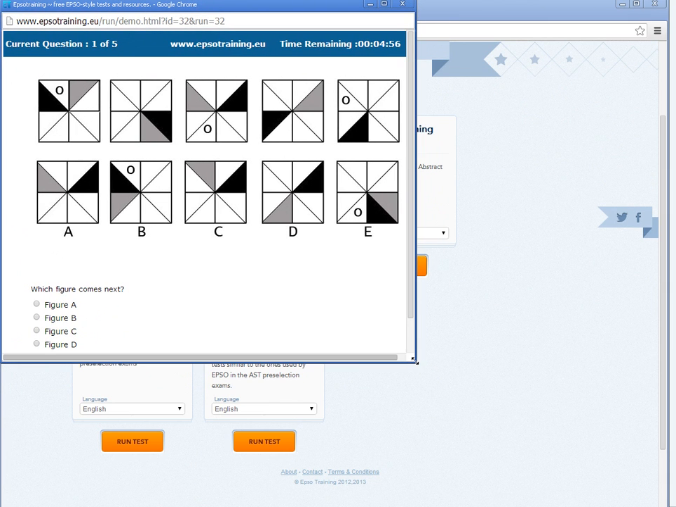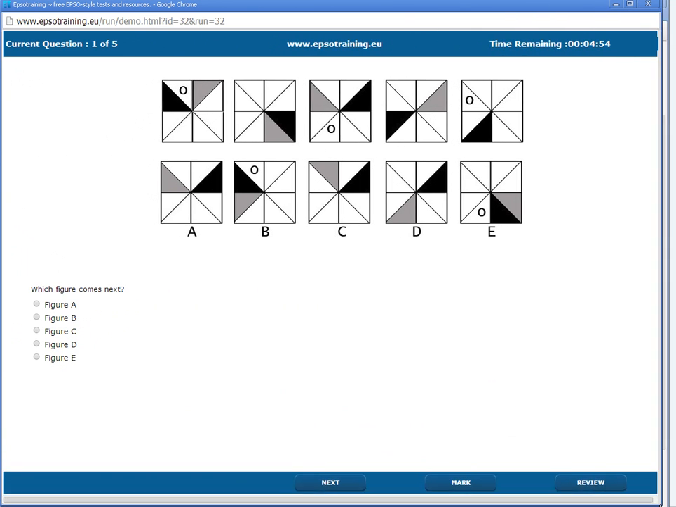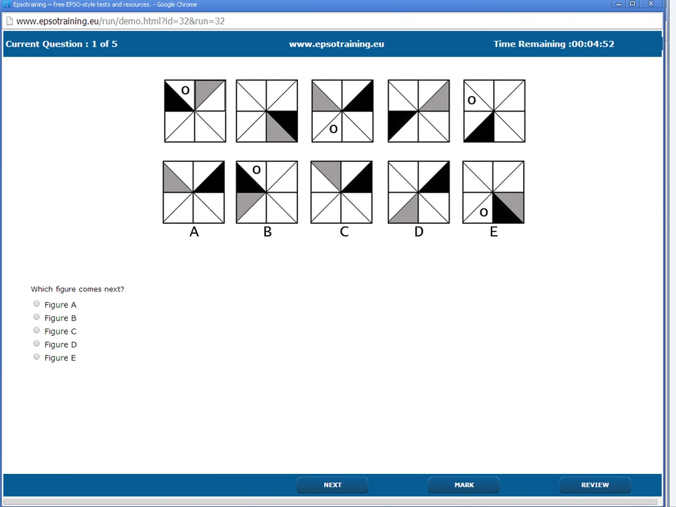In the first example, you'll notice that the gray triangle moves by 3 positions in a clockwise direction. In the 5th and last figure of the upper row, the gray triangle is covered by the black triangle. We would need to look at the figure with the gray triangle positioned here. Since C is the only figure corresponding to this criterion, it is obviously the correct answer.